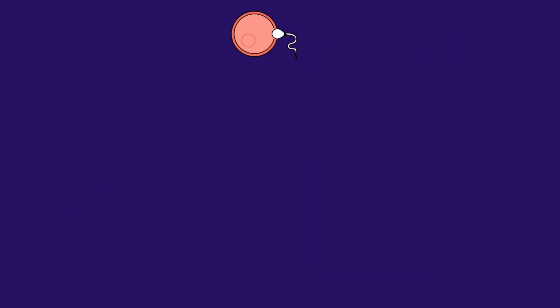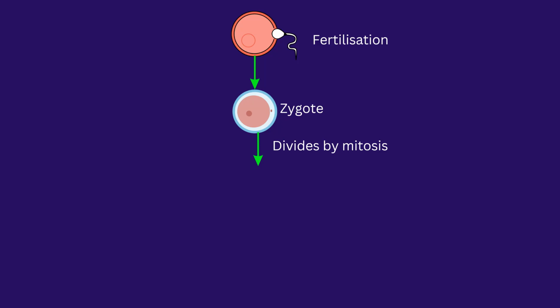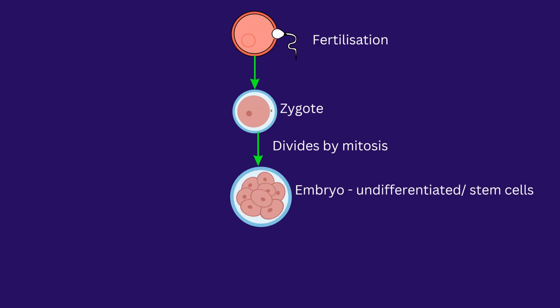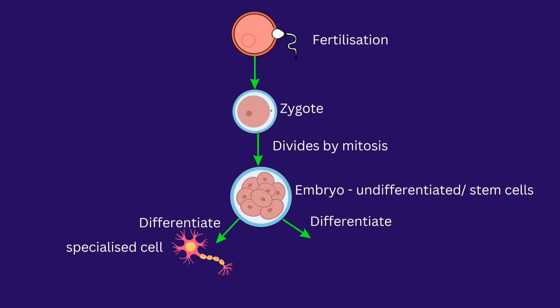Let us begin from the stage of conception to get a better understanding of the terms cell differentiation and cell specialization. When the sperm cell fuses with the egg cell in a process called fertilization, a single cell is formed called the zygote. The zygote divides by mitosis to form a ball of cells called the embryo. The embryo is made up of undifferentiated cells, also called stem cells. These cells go on to differentiate to form various specialized cells, for example, the nerve cells and muscle cells.